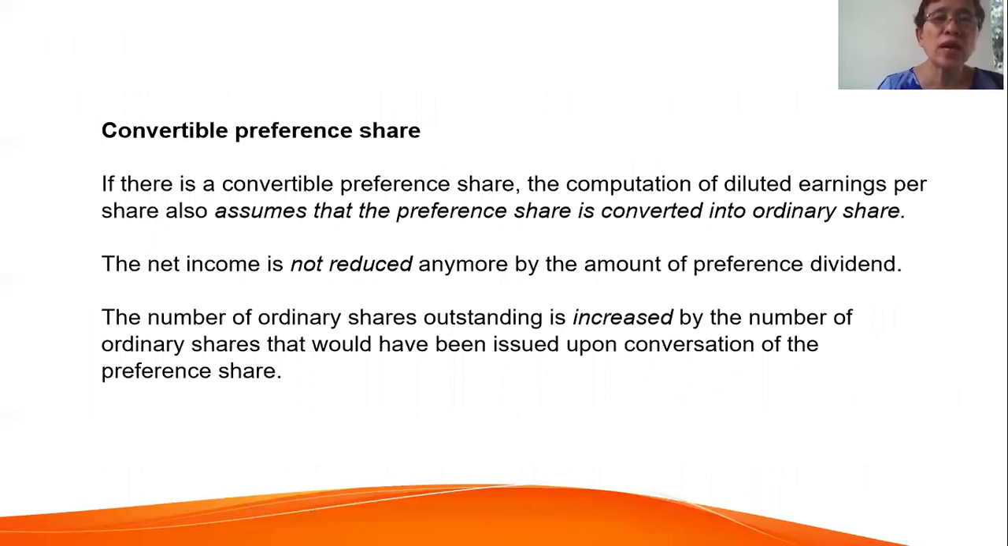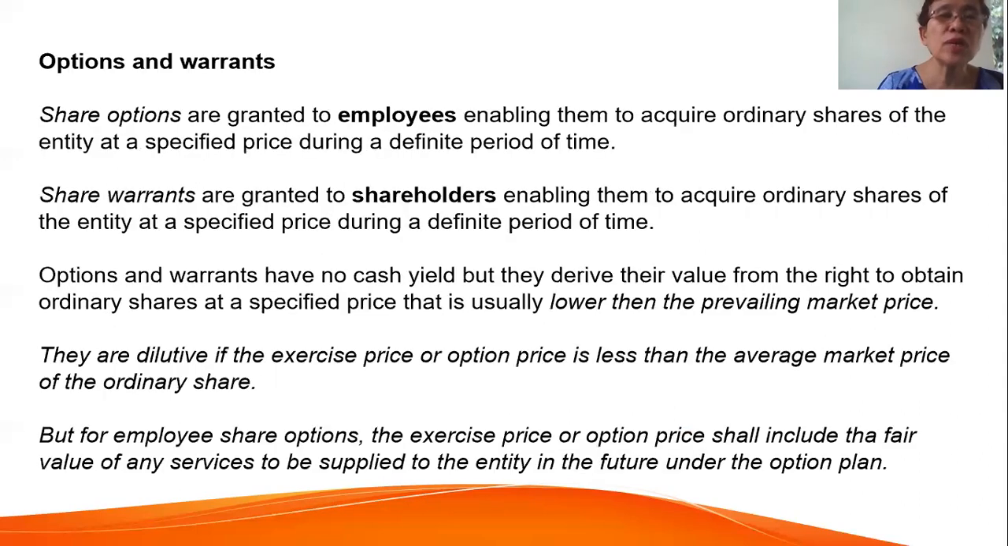Convertible preference share, if there is one. The computation of diluted earnings per share assumes that the preference share is converted into ordinary shares. Net income is not reduced anymore by the amount of preference dividend. The number of ordinary shares outstanding is increased by the number of ordinary shares that would have been issued upon conversion of the preference share.